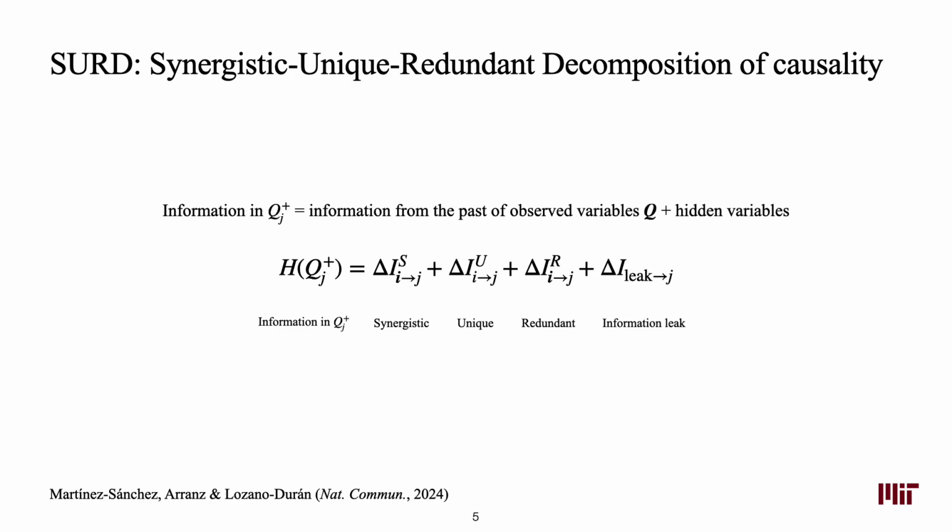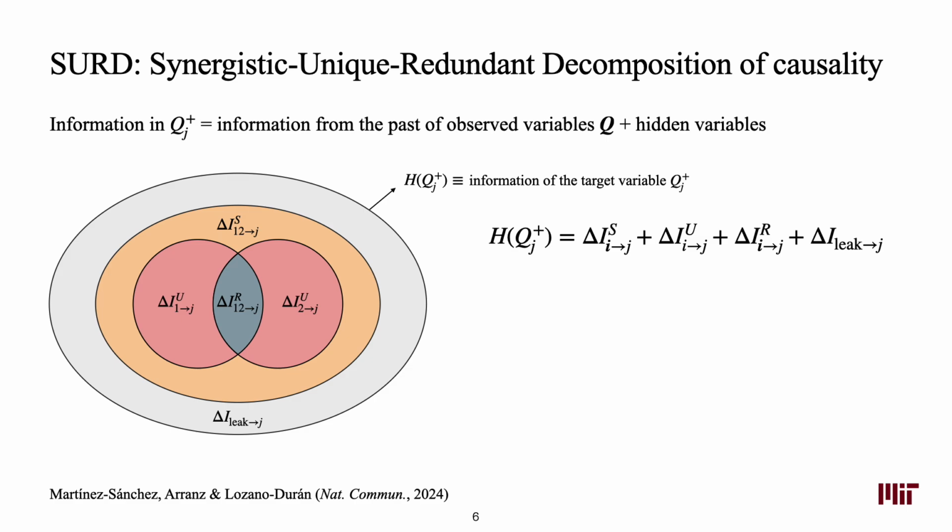Then, we use the principle of forward-in-time propagation of information to decompose the information in the target variable into contributions from past observed variables and hidden variables not considered in the analysis. The information from observed variables is further broken down into three components: synergistic, unique, and redundant causalities. Let's now explore these components using an example where the vector of observed variables consists of two variables, q1 and q2, and the target variable is qj+.